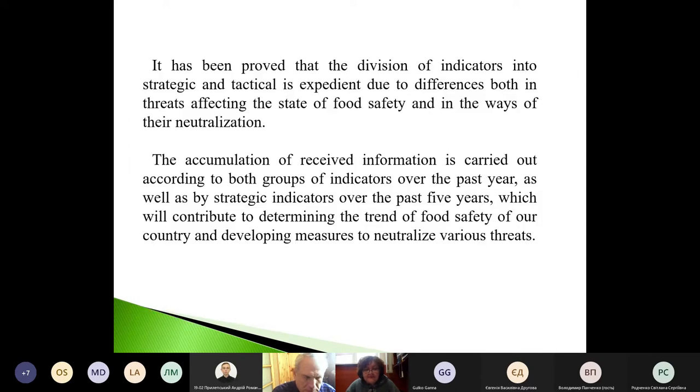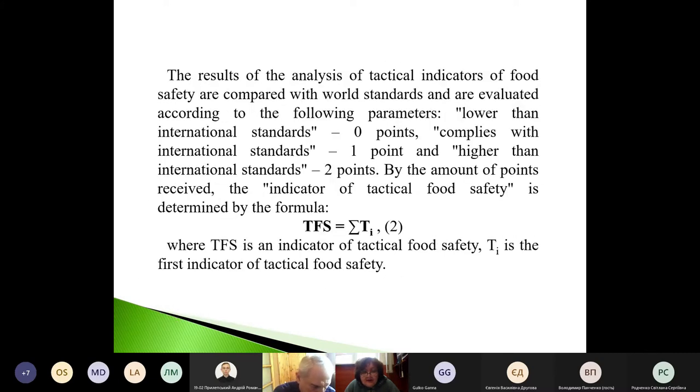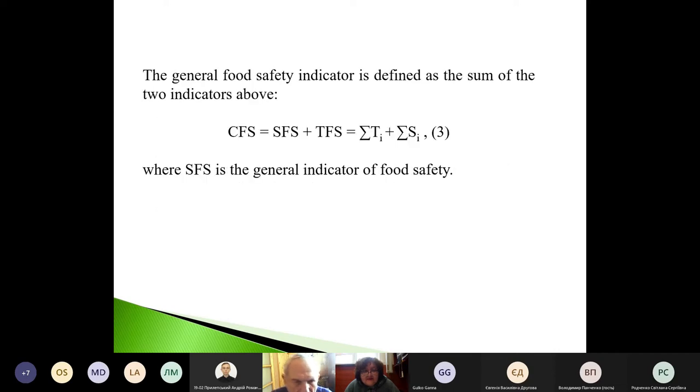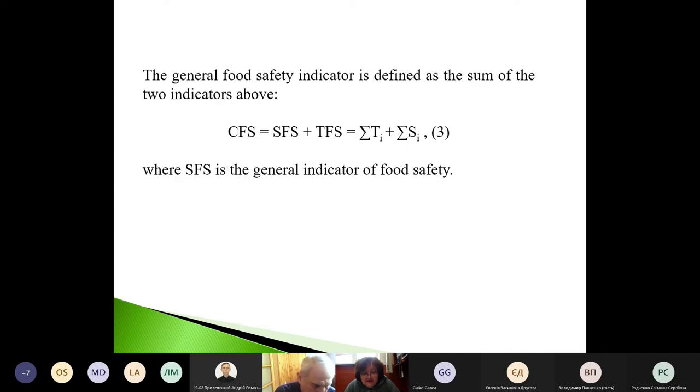And I think that all of these indicators we can calculate by some formulas. I propose formula one to calculate the strategic food safety, and the next formula for calculating the tactical food safety. And as a result, we can see the common formula that presents the general food safety indicator as defined as a sum of two indicators above, the tactical and the strategic food safety.